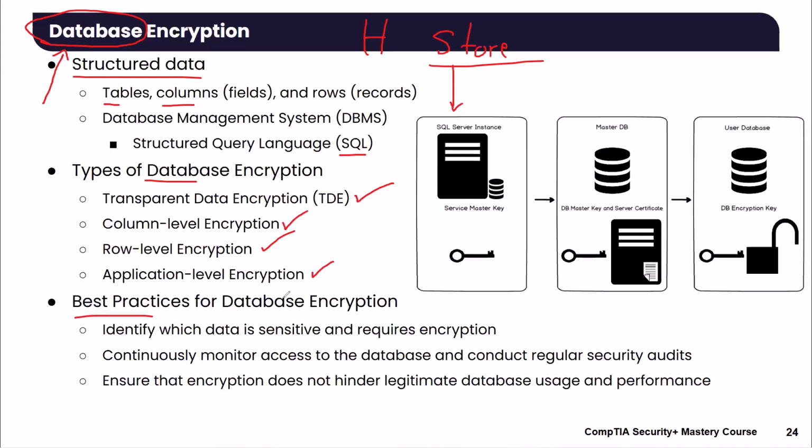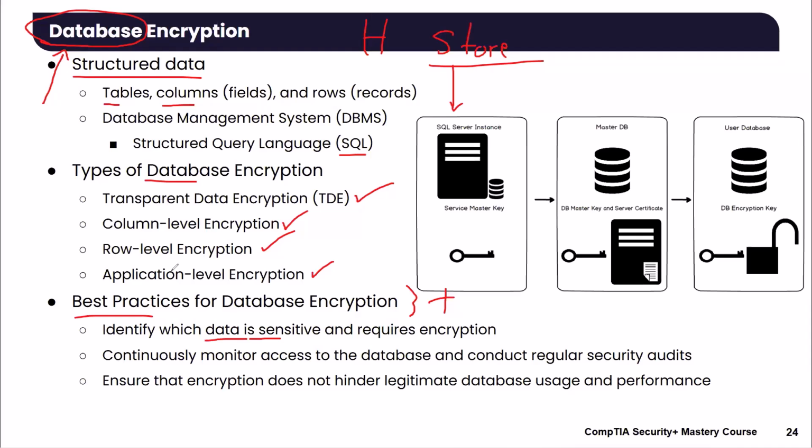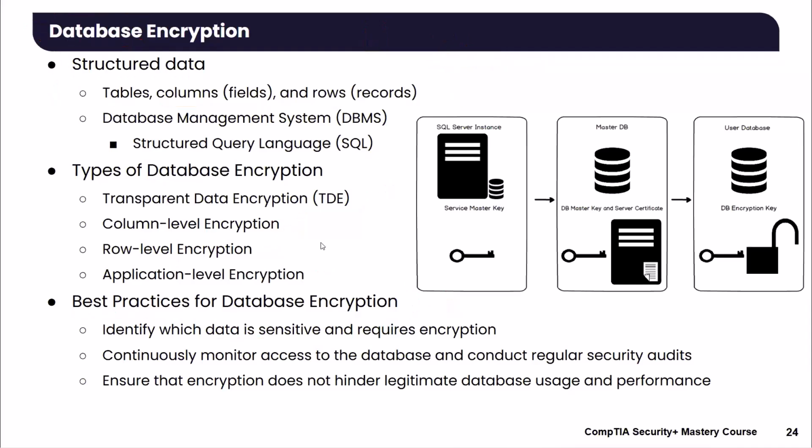Best practices when it comes to securing databases, well, you have to identify which one is the sensitive data. You can't just be encrypting everything. Remember, encryption takes computing power. That's why we have those hardware that I just finished talking about. It requires a lot of processing power. So therefore, we need to make sure we specifically identify what is important to us, which one is critical to us, and then decide how we're going to secure it.